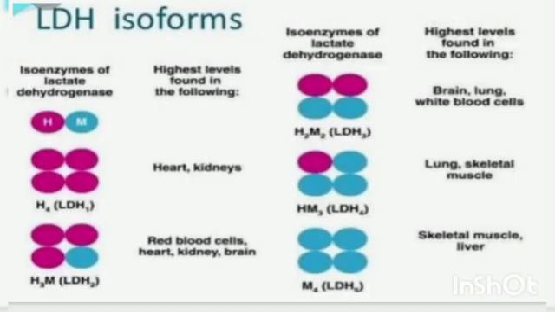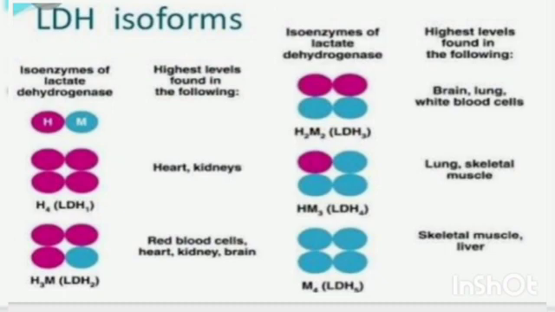Here we can see the illustration of LDH isoforms. Isoenzymes of lactate dehydrogenase are depicted on the left, and the highest levels found in different organs are depicted on the right. Here we can see that the protomeric units are H, depicted in pink, and M, depicted in blue.